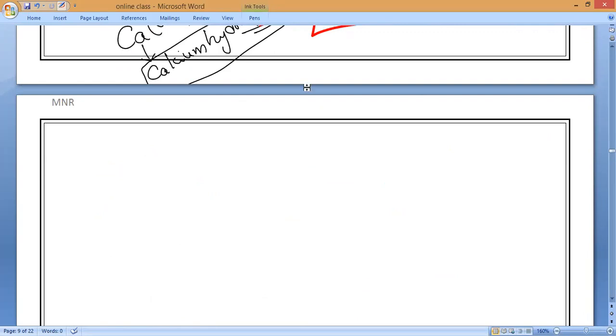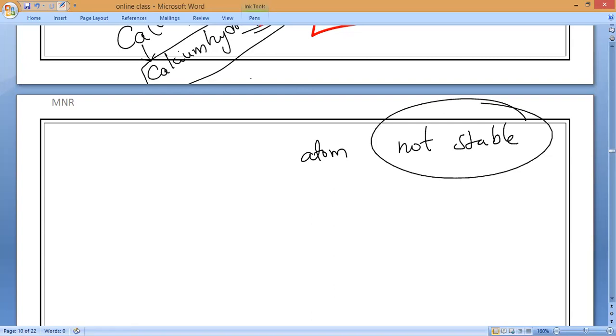The ultimate target of every atom: it is electrically neutral, but it is not stable. Some atoms are stable. Which atoms are stable? Noble gases. So other than noble gases, atoms are not stable.